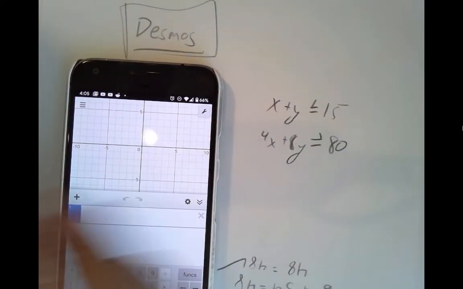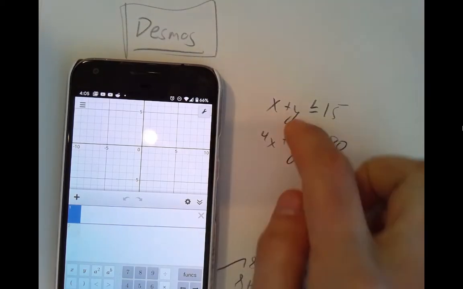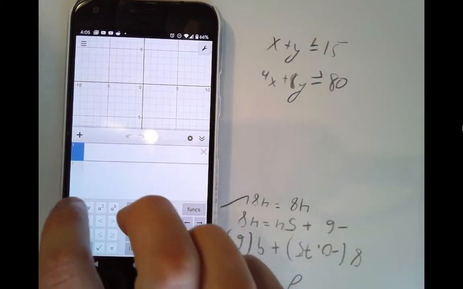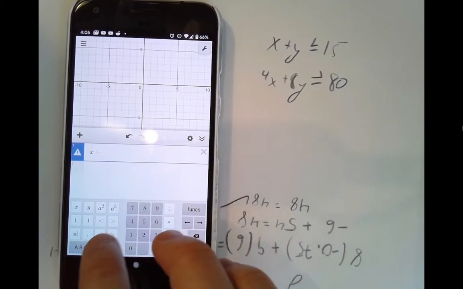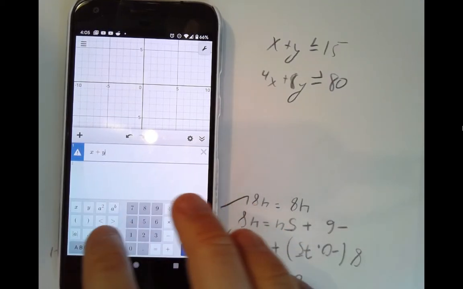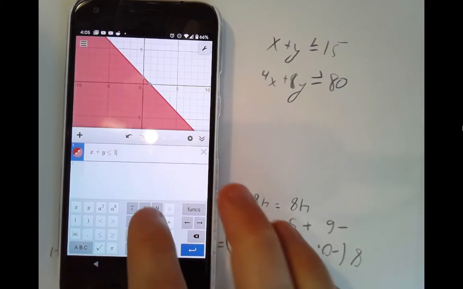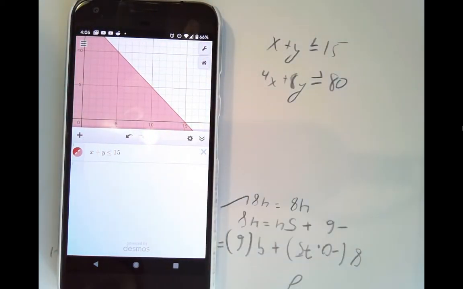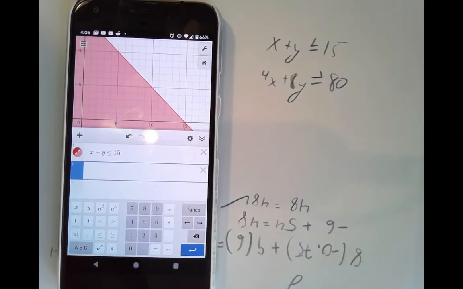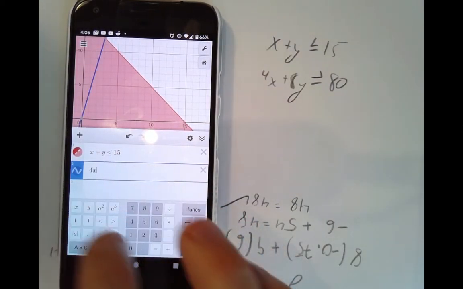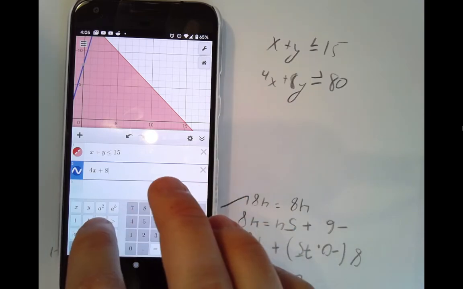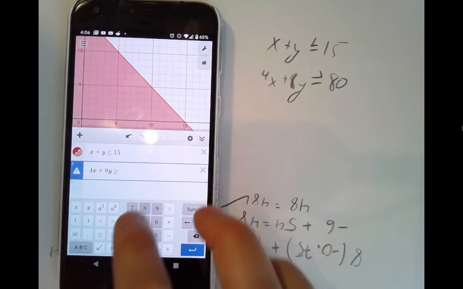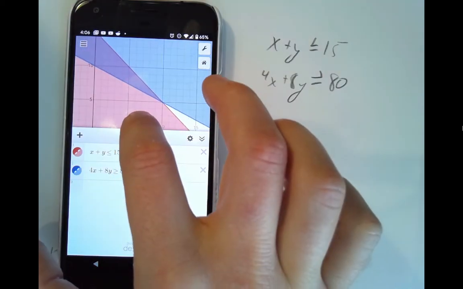So we can go ahead and just graph it. When you open the app, it should just go straight to this blank page, and I can just type it in exactly as I see there. So I'll type in x plus y is less than or equal to 15, and it graphs it. It's a little bit to the side so you can see it over there. And next I can just click down there and type in 4x plus 8y is greater than or equal to 80, and it shows it over there.